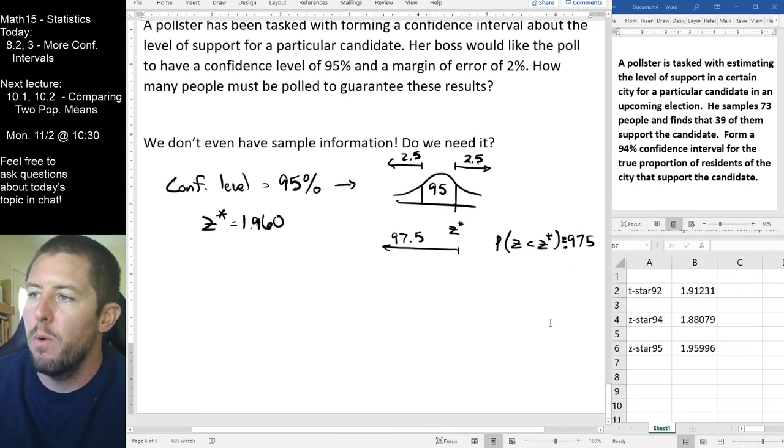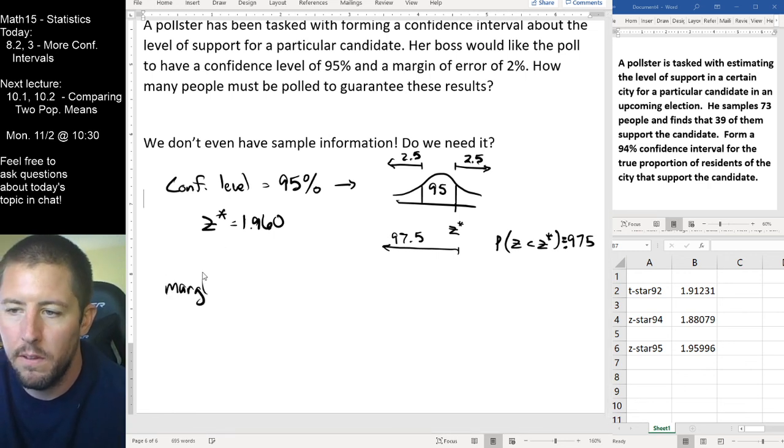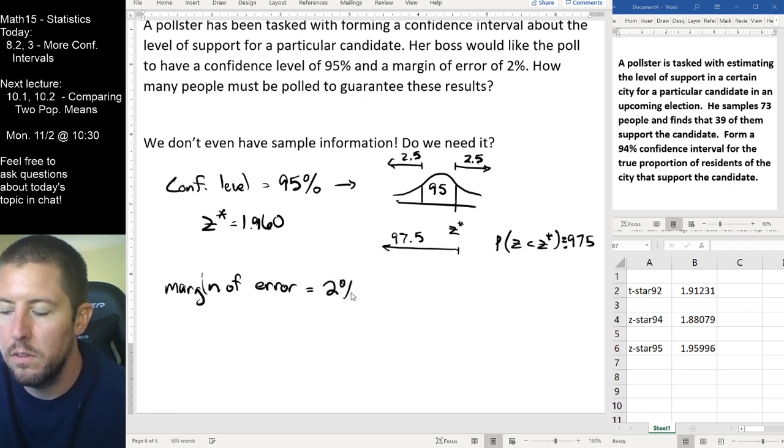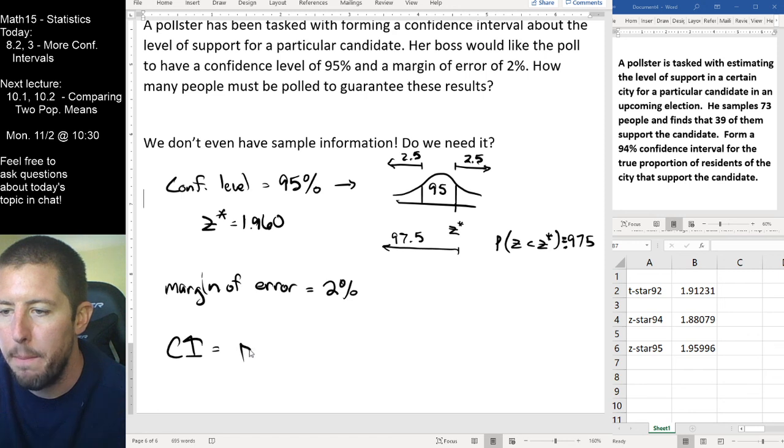We know we want the margin of error to be 2%. So what represents the margin of error? Our confidence interval is going to be p hat plus or minus z star square root p hat q hat over n, and remember that this is the margin of error.